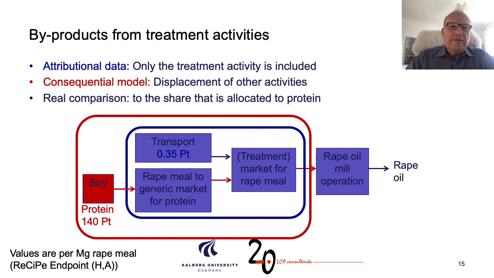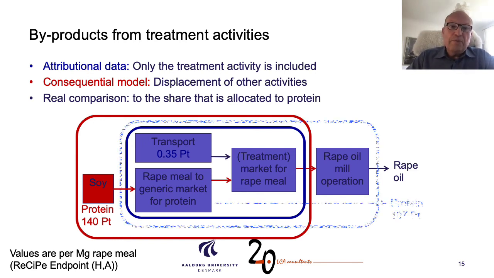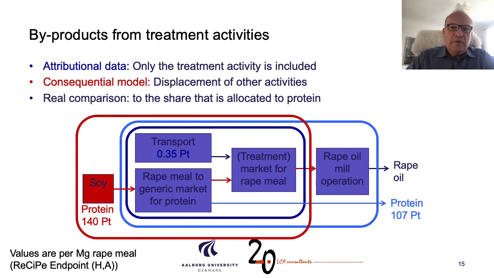Of course, a real comparison here would be that to protein. So we could look at the system of protein production from the rape oil mill, where we would see an impact of 107 points and 109 points to the oil in the allocated version. In the consequential version, we instead have 78 points for the rape oil. And of course, you see the difference here again is more than 10%.